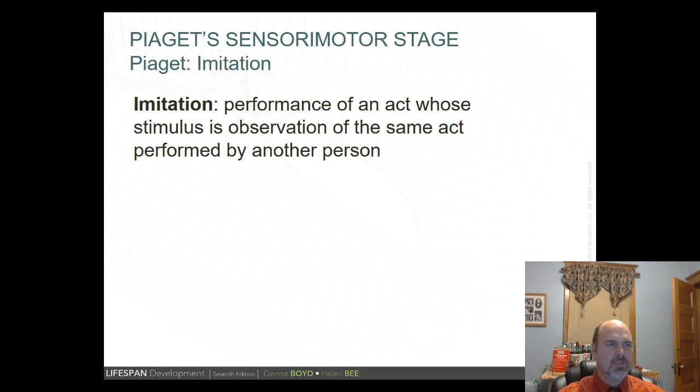Next is imitation, and this is where the infant learns to observe a stimulus and then try to perform the same act. So it might be facial expressions, it might be noises. And so they start mimicking. Actually, adults probably do more imitating of the infant's behavior than infants imitating our behavior. But that's kind of the fun part of being a parent.